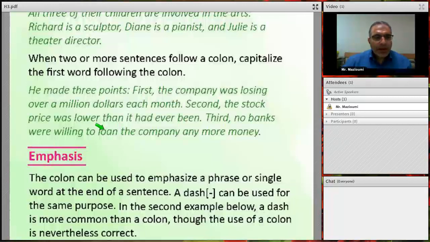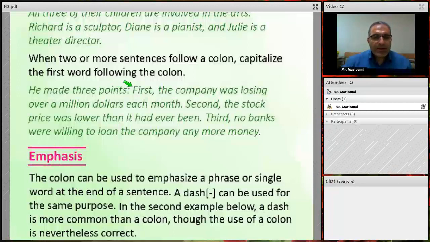So, everyone, he made 3 points. Colon. You see, after the colon, we have first, second, and third. Remember, we have at least 2 sentences here. So 2 or more sentences. Remember, whenever there are at least 2 sentences after the colon, we capitalize the first word. You see, first has been capitalized here.